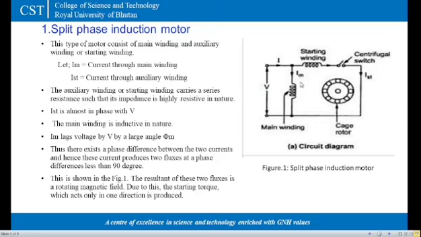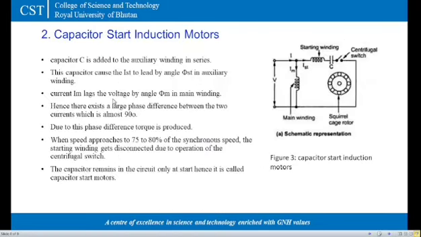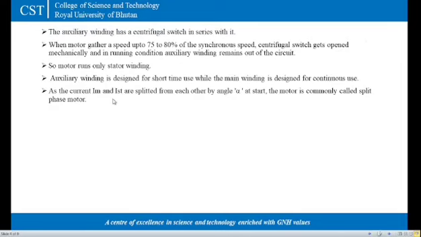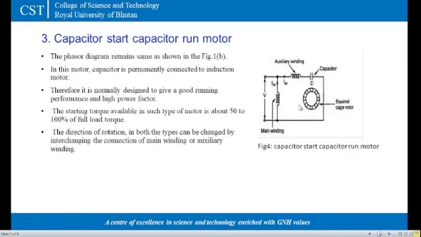Therefore, we can say that the starting winding is designed for a short time, whereas the main winding is designed for continuous use. As we have seen earlier, the currents IM and IST are split from each other by some angle at the start. Therefore, the motor is called a split-phase motor. Now going to the second type, which is the capacitor start induction motor.